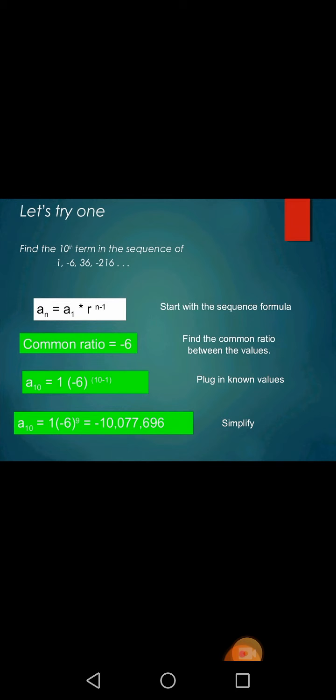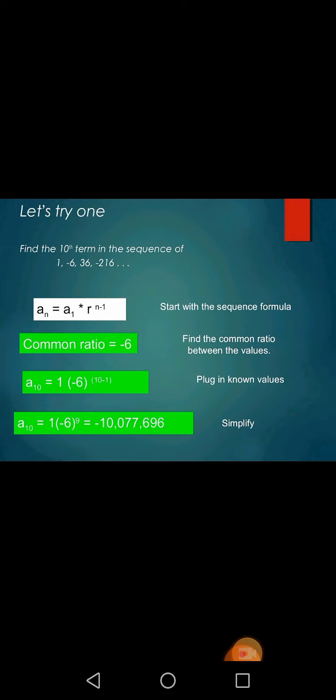Let's move to the next question. Here, find the 10th term. If I give you 1, negative 6, 36, and negative 216, what did we say we should make sure of first? Think for a while. Yes, we should make sure it's a geometric sequence and find its ratio. So 1 times what equals negative 6? Yes, negative 6. I want to make sure negative 6 multiplied by each term gives me the next term. So negative 6 times negative 6 equals 36, so I'm right.